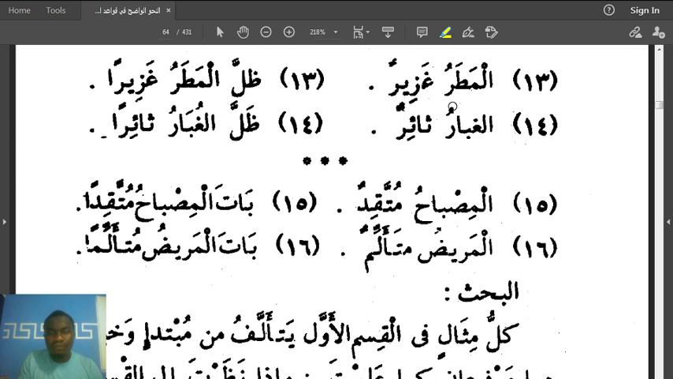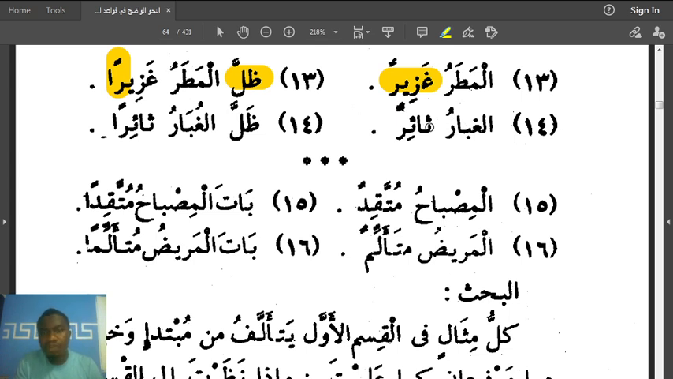Al-mataru gazirun. Gazir means heavy, a lot. If gazir is used to describe water, it means a lot, voluminous. Al-mataru gazirun, the rain is heavy. Now we have the sister of kana here, which is zolla. Zolla means to remain. So we have zolla al-mataru gaziran, you realize that this part has changed. The rain remained heavy, or it kept raining heavily.